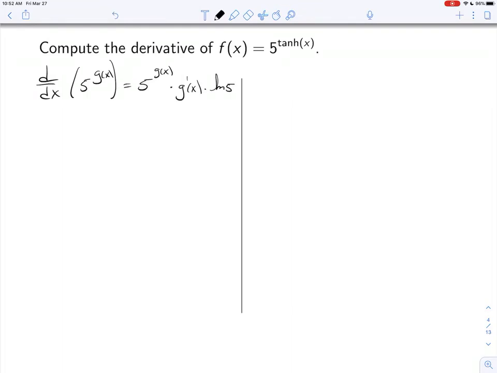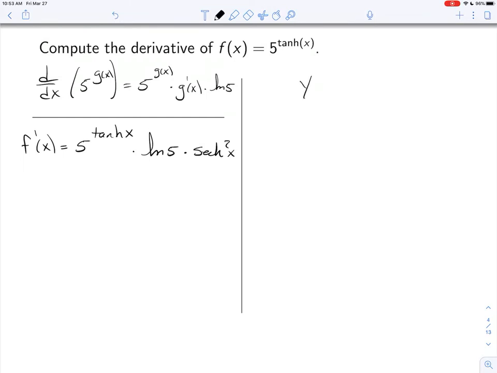Whatever, order doesn't matter. So if I apply that to my situation, then I can immediately write down f prime of x is just going to be 5 to the tanh of x times ln of 5 times the derivative of tanh is sec squared of x. That's it. I'm done.